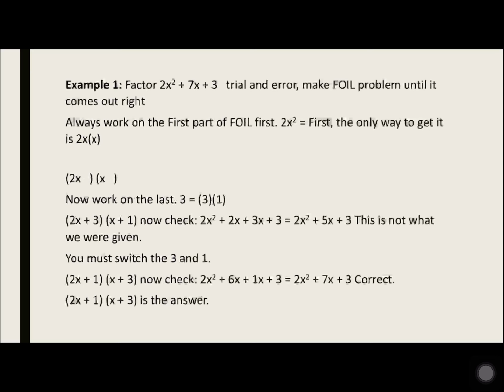First, 2x times x, 2x squared. Outside, 2x times 3, 6x. Inside, 1 times x, 1x. Last, 1 times 3, 3. Let's add our like terms. 6x plus 1x equals 7x. So we get 2x squared plus 7x plus 3, which is correct.